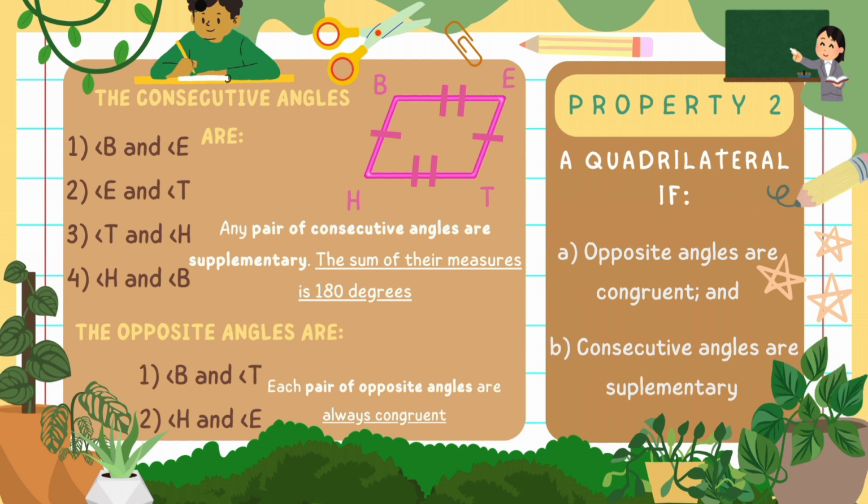The opposite angles are number 1. Angle B and angle T. Number 2. Angle H and angle E. Each pair of opposite angles are always congruent.